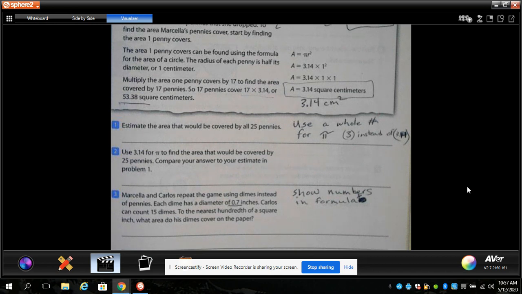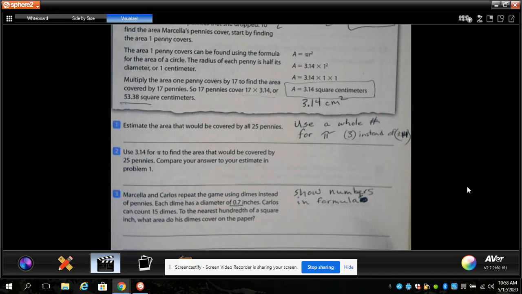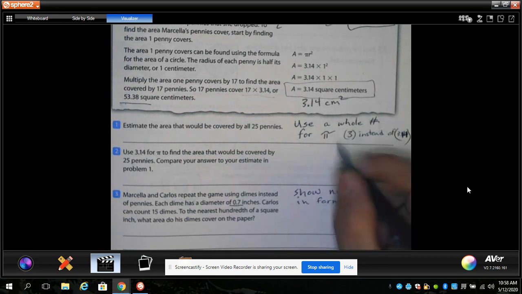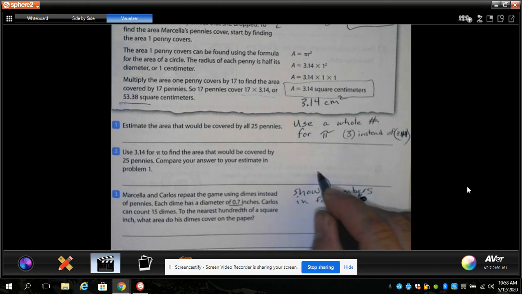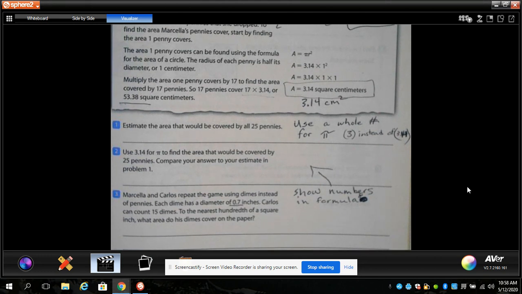Looking down at the practice problems, number 1 says estimate the area that would be covered by all 25 pennies. When you're estimating, it's just wanting you to use basically whole numbers. So 3.14 would round to 3. So you should be using 3 instead of the 3.14. Number 2 says use 3.14 for pi to find the area that would be covered by 25 pennies. So here you're going to estimate it, and here you're going to find the actual calculation. Make sure you show the numbers in the formula for both of these, 2 and 3.